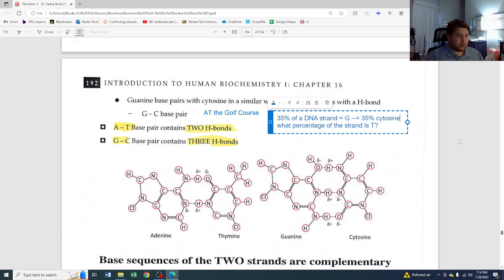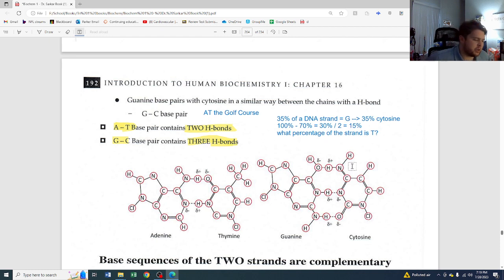So 35 plus 35 gives us 70. 100% minus 70% leaves us with 30%. Because the A's and the T's match up, we can divide that 30 by 2, and that gives us 15%. So 15% of that DNA strand is T, 15% is A, 35% is C, 35% is G. If you just have one of the numbers, you can solve the percentages of all of the different base pairs.